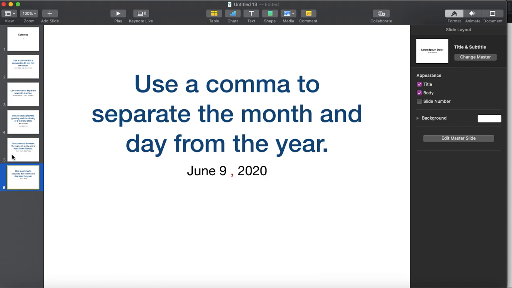The last one, we should use a comma to separate the month and day from the year. For example, here, June 9, comma, 2020, for example. So before writing the year, we should put a comma. Now we should start our readers and writers notebook. Okay, we'll solve more exercises to understand more about commas.